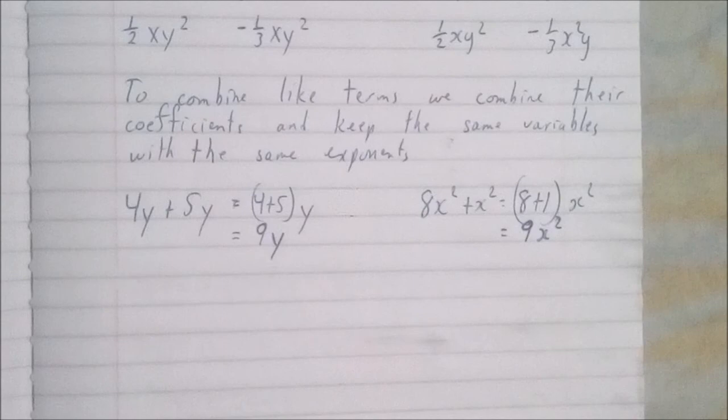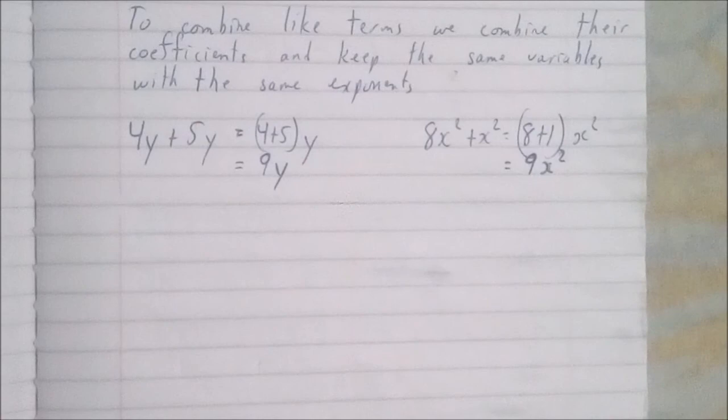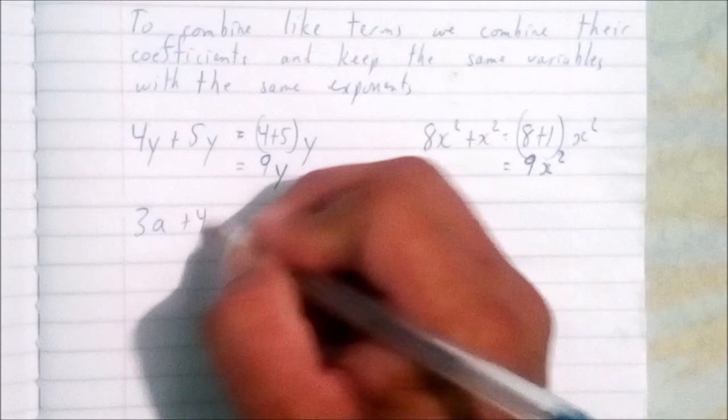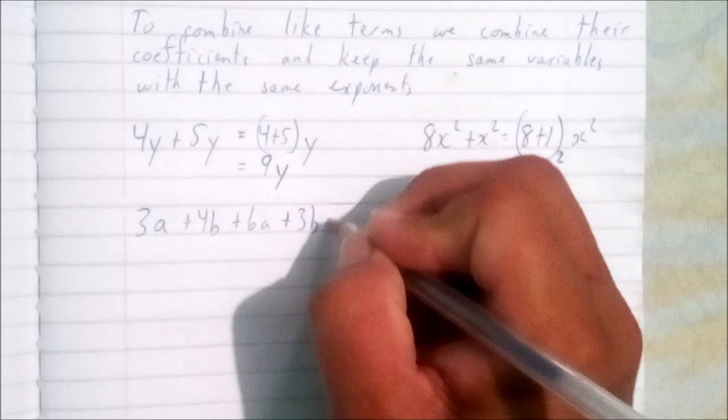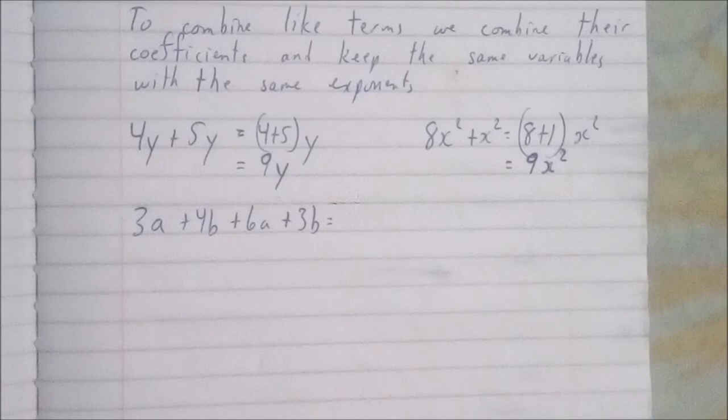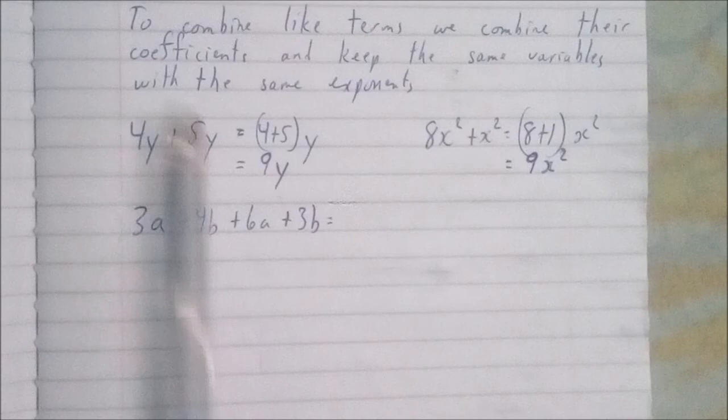So let's go with some other ones. Consider that you've been given the problem in a different format. You've been given this way: 3a plus 4b plus 6a plus 3b. Now here is where you start to group things, bring them together so that they're not apart. So you can combine like terms, not because they're just two of them, but because there may be more than two of them. Okay, so this is what you are going to do.